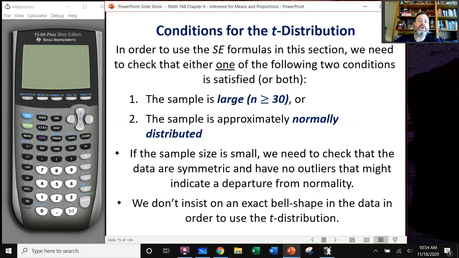All right, so let's talk more about these conditions to use the t-distribution. We briefly mentioned them in the tables earlier in the slides, but we didn't talk about where they come from and why we need them. So in order to use the standard error formulas, we need to check that one of the following 2 conditions is satisfied, or both. The sample is large or the sample is approximately normally distributed.